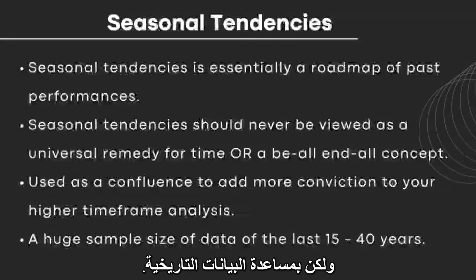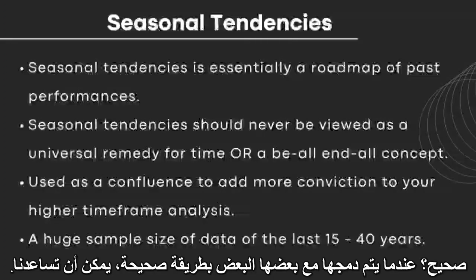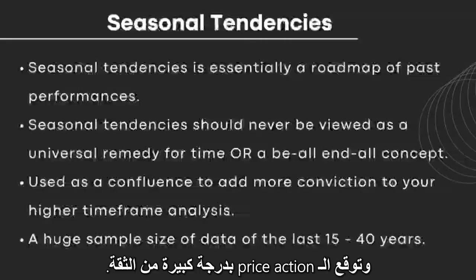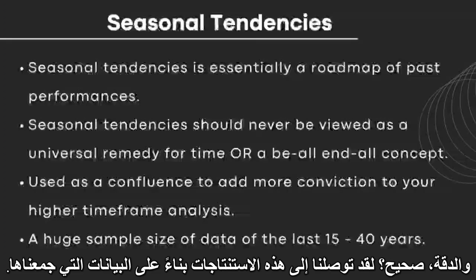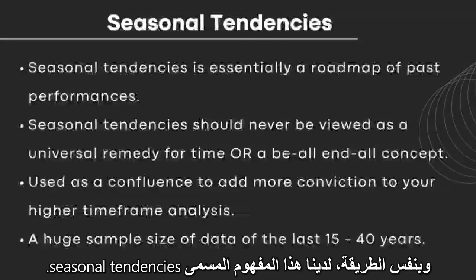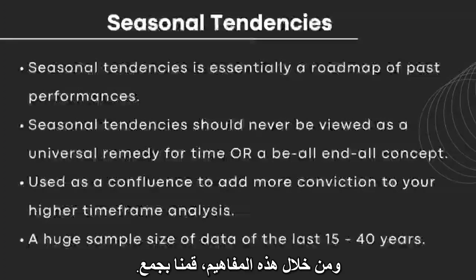But with the help of historical data, we've seen from time to time that these concepts that ICT has introduced, like market profiles, daily ranges, and key levels, right, when they're combined with each other in a proper way, can help and assist us in finding high probability conditions where we can accurately and precisely predict and anticipate price action with a great deal of confidence and accuracy, right? We've come to those conclusions based on the data that we've collected and based on what price has done in the past, right? And in the same way, we've got this concept called seasonal tendencies.